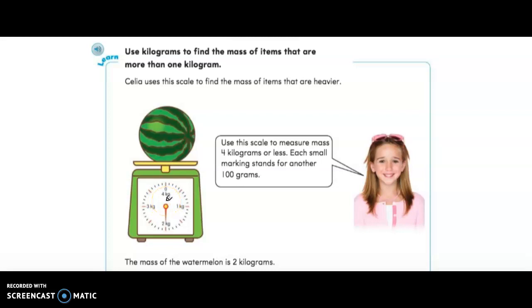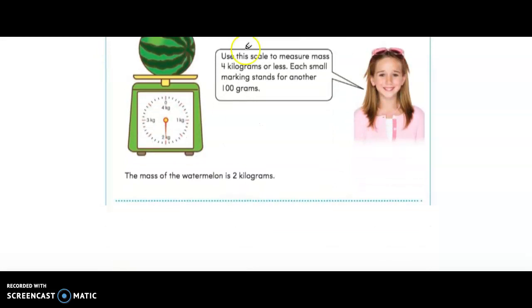So here we have a watermelon on the scale, and if we look at this scale right here, we can already tell that the mass of this, or the weight of this watermelon, is greater than 1 kilogram based on the scale that it is using and where it has landed. So this one's pretty exact. It's right on those 2 kilograms.